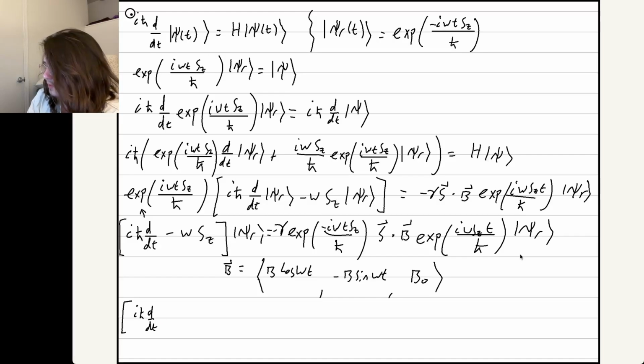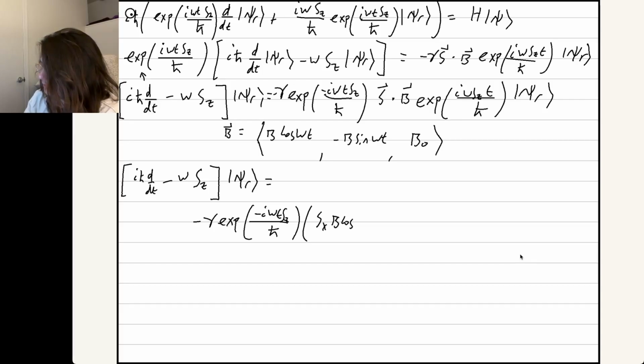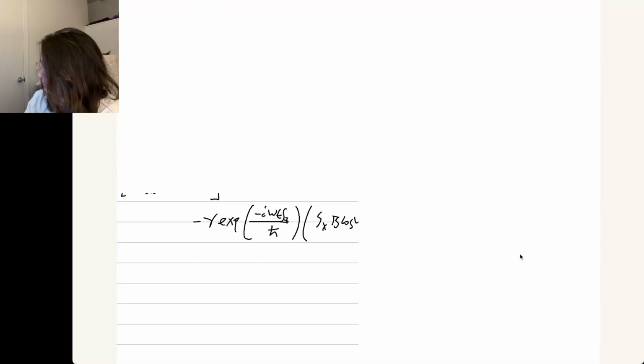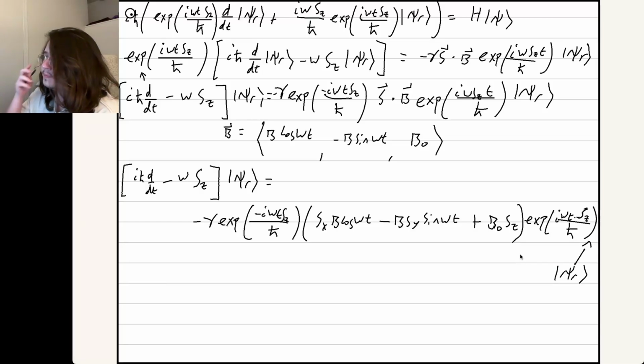I'm just going to write the left-hand side of the equation out again for posterity, and then expand the right-hand side, which is now going to be minus gamma, exp of i omega t Sz over h bar, and S dot B now is going to be written as Sx B cosine omega t minus B Sy sine omega t plus B naught Sz. And then you're still got this rotator, Sz over h bar, and all of that has to be acting on the state psi r.